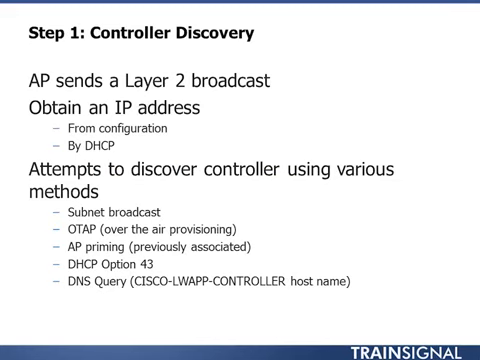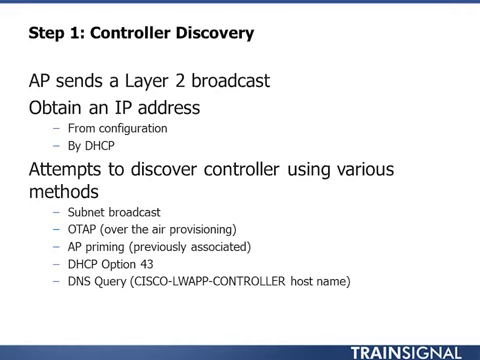Now, when I first plug in my lightweight access point, it needs to go through a 5-step process in order to get into the ready and connected state. So the first thing that needs to happen is that the access point needs to obtain an IP address. And to do that, it will send out a broadcast message. Once it's made contact with a DHCP server, then it can begin the exchange to actually get an IP address.